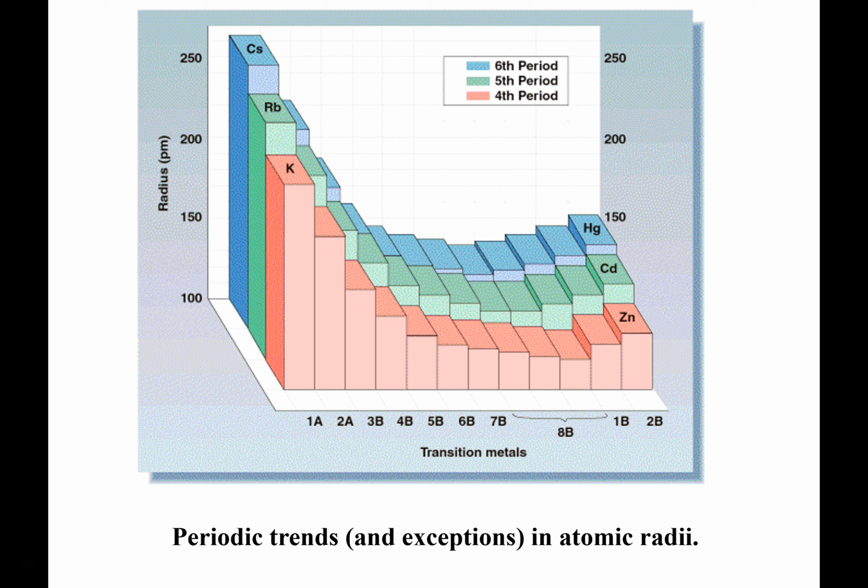So see the 1A, 2A, and now we have 3B through 2B. Starting here, this third column, you can see that we definitely still have the relative sizes in terms of jumping down a period, but across the period, some things don't behave as well.